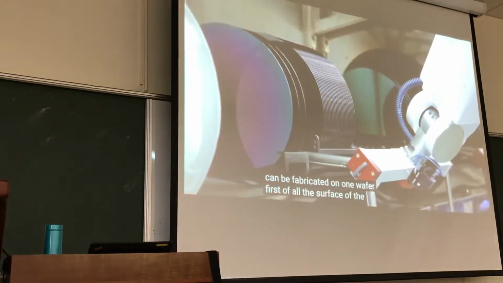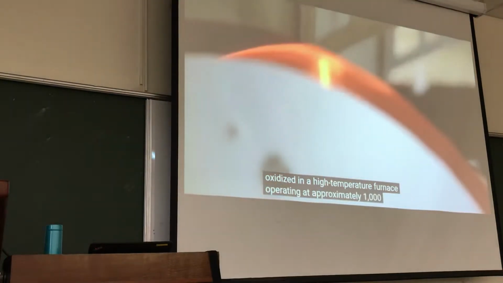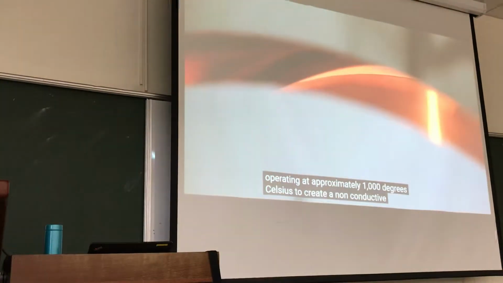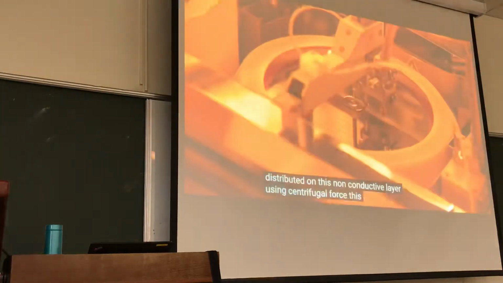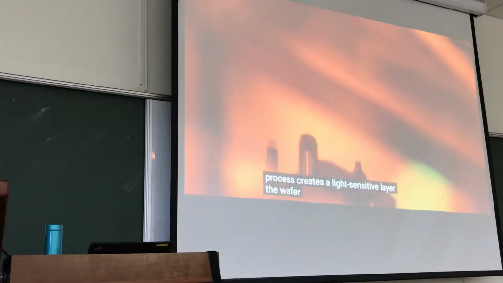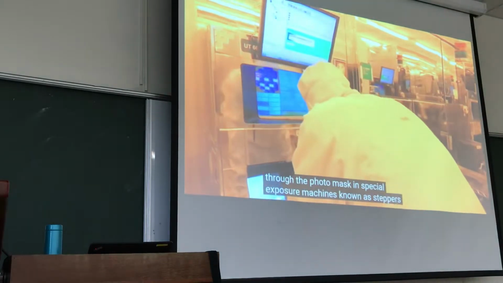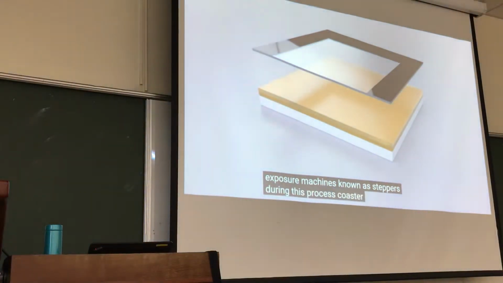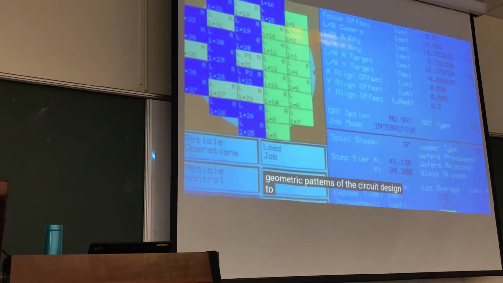First of all, the surface of the wafer is oxidized in a high-temperature furnace operating at approximately 1,000 degrees Celsius to create a non-conductive layer. Then a photoresist material is uniformly distributed on this non-conductive layer using centrifugal force. This coating process creates a light-sensitive layer. The wafer is then exposed to light through the photomask in special exposure machines known as steppers. During this process, coaster-sized areas of the chip template, known as reticles, are used to transfer the complex geometric patterns of the circuit design to the silicon wafer.